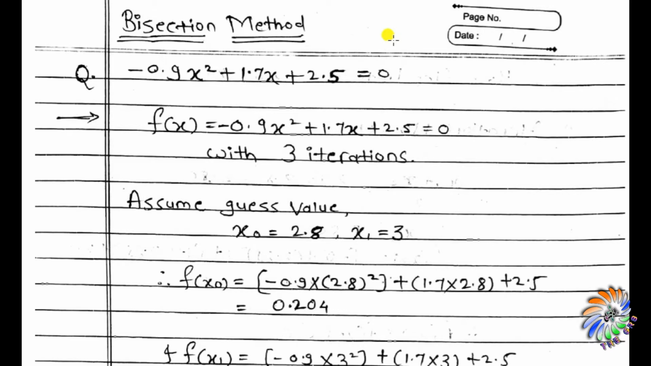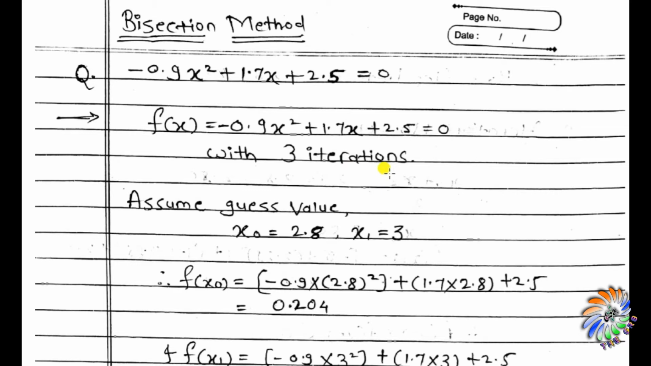The numerical we are going to solve is minus 0.9x square plus 1.7x plus 2.5 is equal to 0. In this equation we have to find the value of x by using the bisection method. First thing is you have to write it as f of x is equal to the given equation, minus 0.9x square plus 1.7x plus 2.5 is equal to 0. f of x is equal to 0.